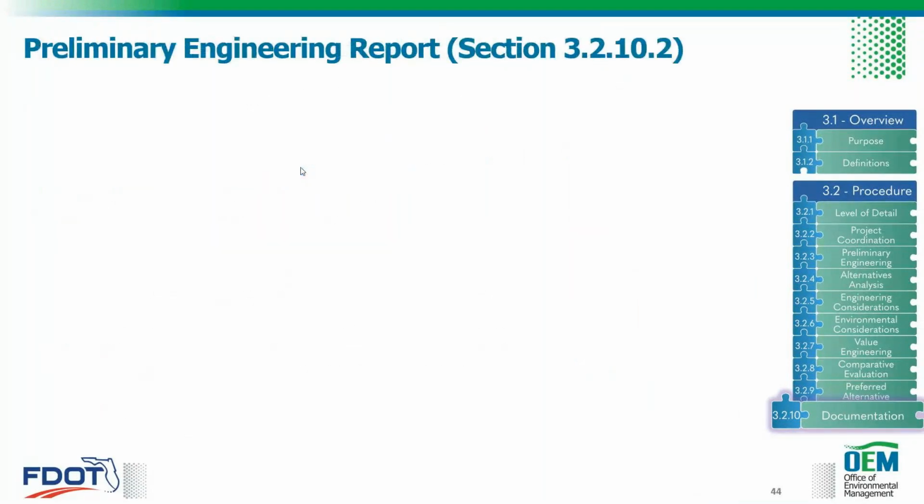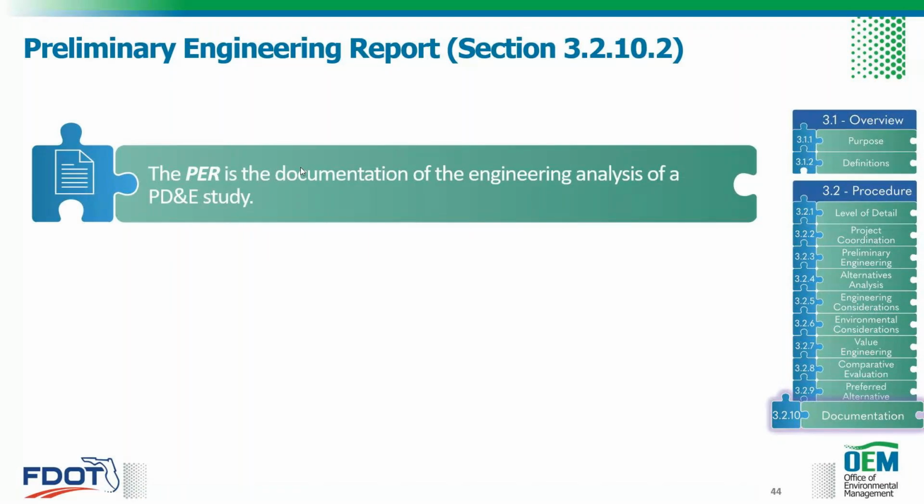So next up is the one that most of us scroll to immediately in this chapter, the preliminary engineering report section. The PER is the documentation of the engineering analysis of the PD&E study. I like to think of this document as telling the story of the project and how the alternatives were developed and why. So we're talking about why we're trying to avoid impacts, which impacts we're trying to avoid, and the engineering constraints and considerations that we have to utilize to develop those alternatives.